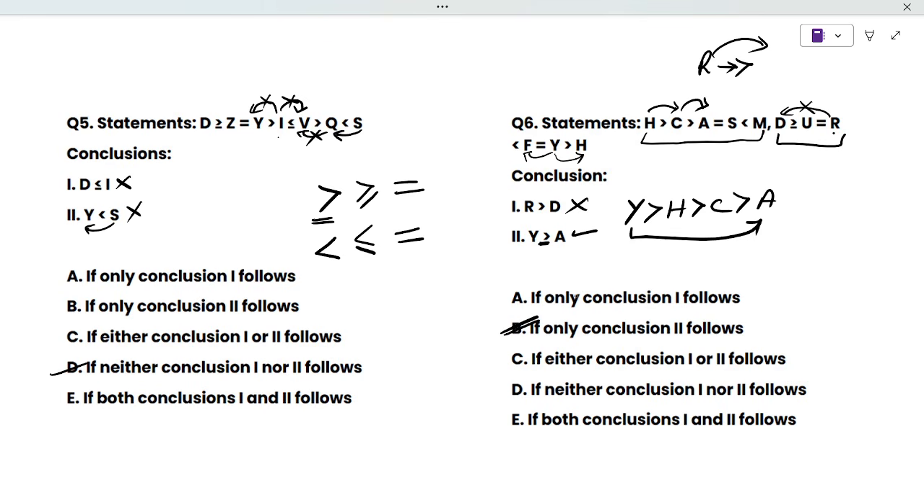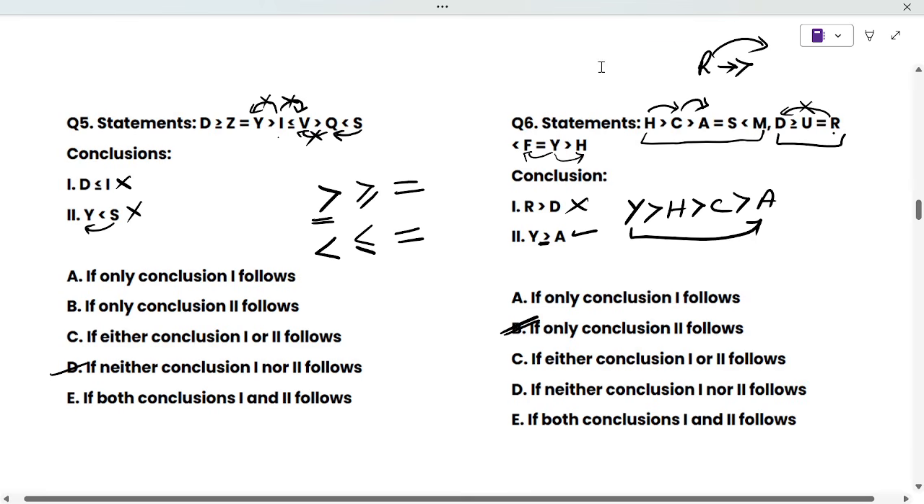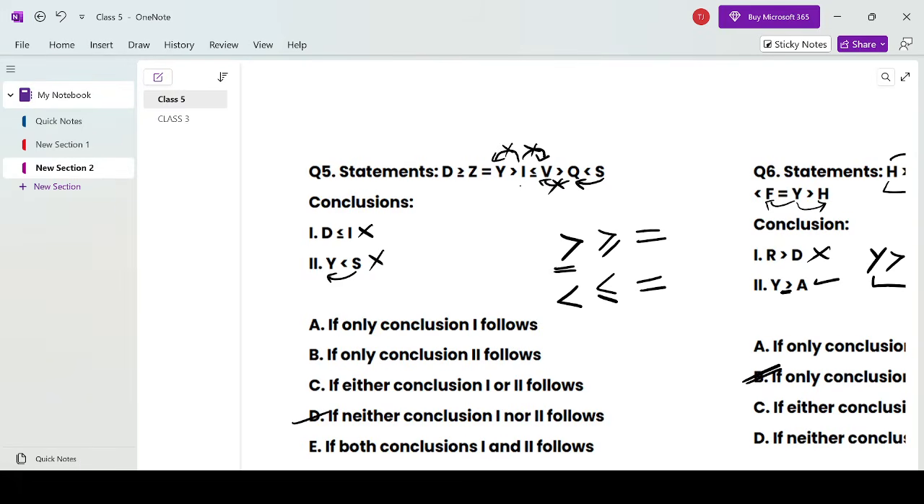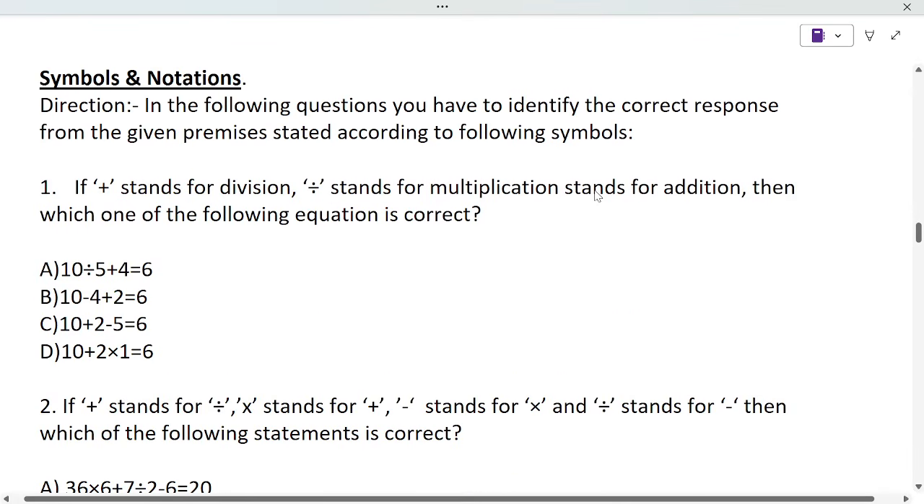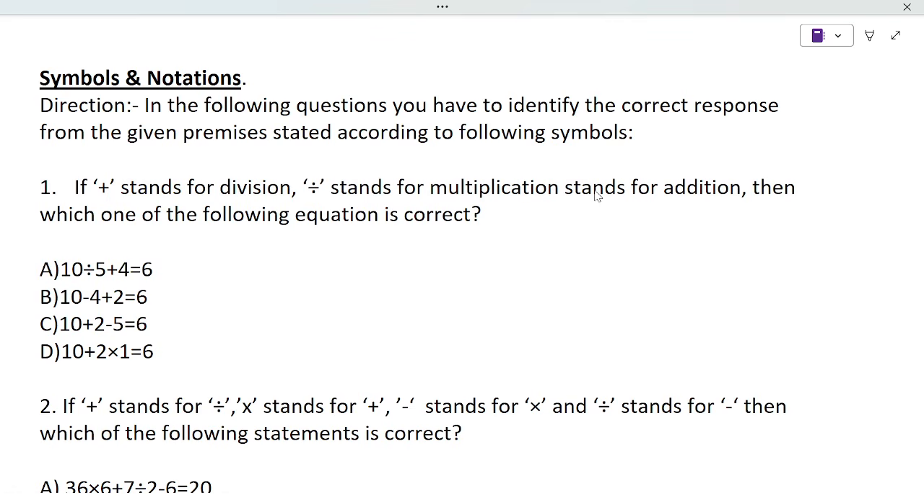So it's all about the sign, the direction signs and how they go. Alright, so do not get puzzled. I hope it's clear. Okay, let's go to the next topic. So inequality, that's it. Next topic, symbols and notations. In last year's prelims, definitely 2-3 questions came.